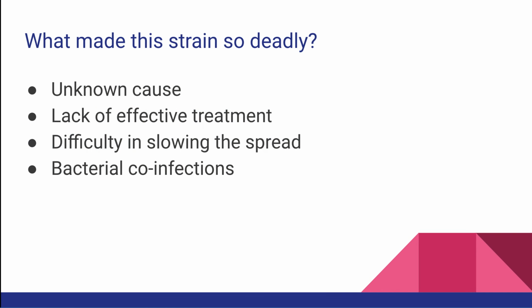There are several factors that contributed to the increased virulence of the 1918 influenza. First, medical professionals did not know what was causing such a widespread, sudden onset of disease. Secondly, there were not effective treatments for influenza. There were no tests to determine infection, no antivirals, no ventilators for respiratory support, and no vaccines.